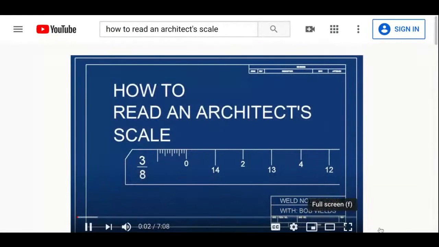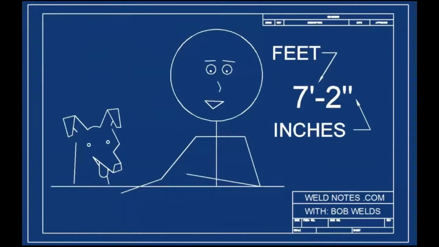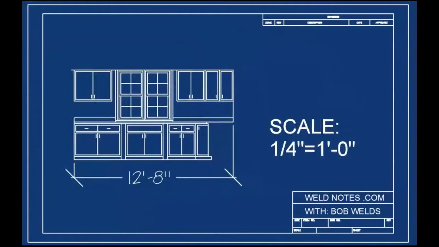This is how to read an architect scale. The type of architect scale we're going to look at is used to make measurements on a drawing that is dimensioned in feet and inches, like architectural drawings. You see, architectural drawings, like house plans, are drawn to a particular scale. In this case, a 1/4 inch on the drawing represents 1 foot in real life. The cabinets on the drawing are 12 feet 8 inches wide.